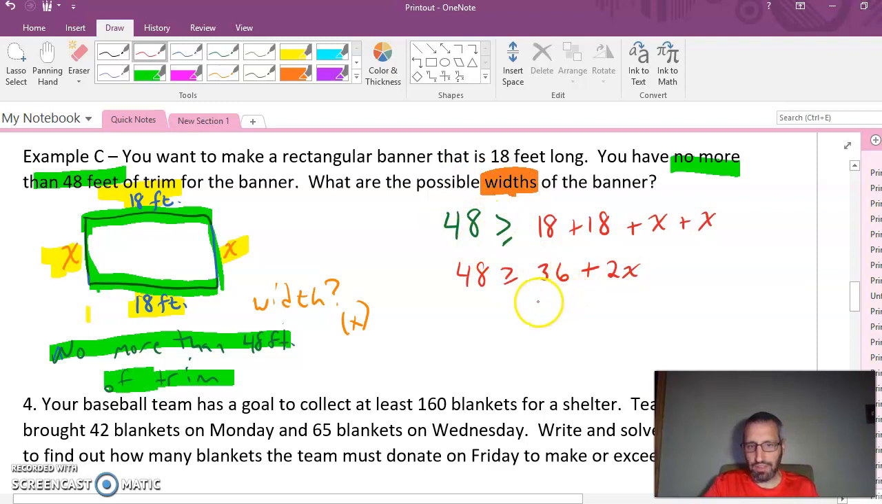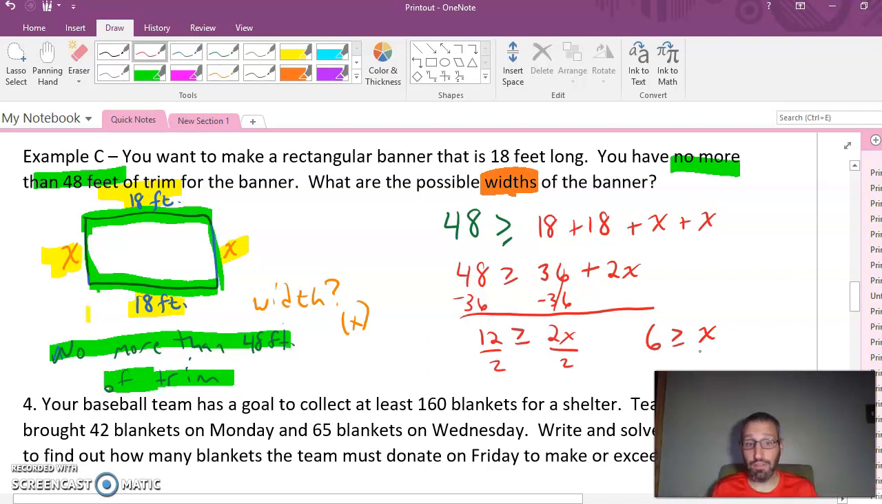And now we can subtract 36 on both sides of our inequality. So that 12 is going to be greater than or equal to 2x. And our x is not isolated yet. We need to divide by 2. So that 6 can be greater than or equal to x.